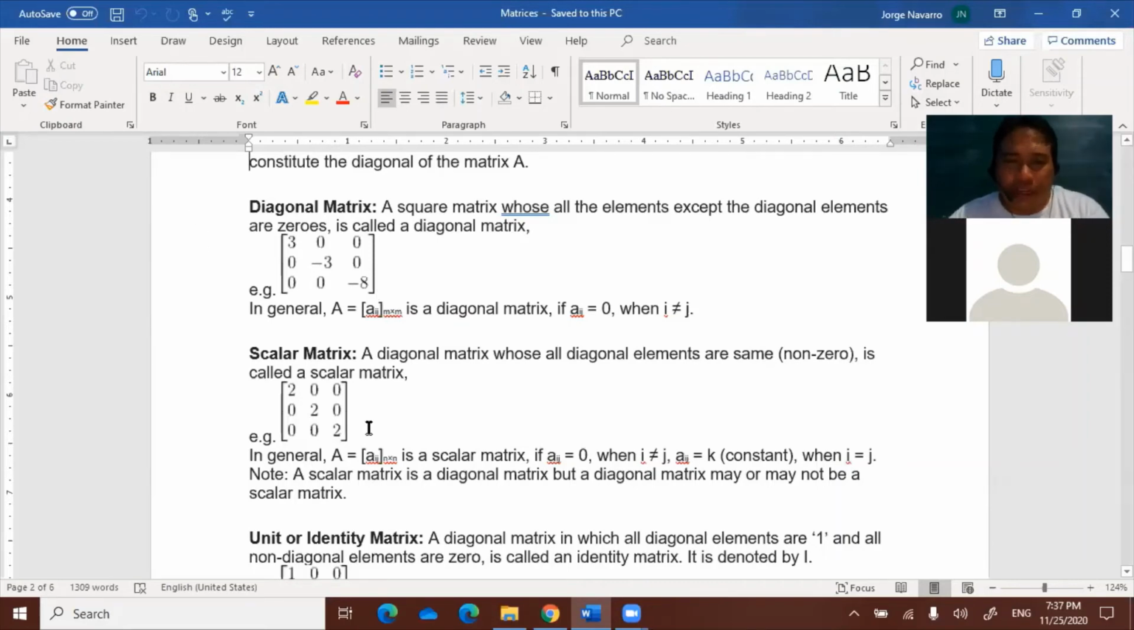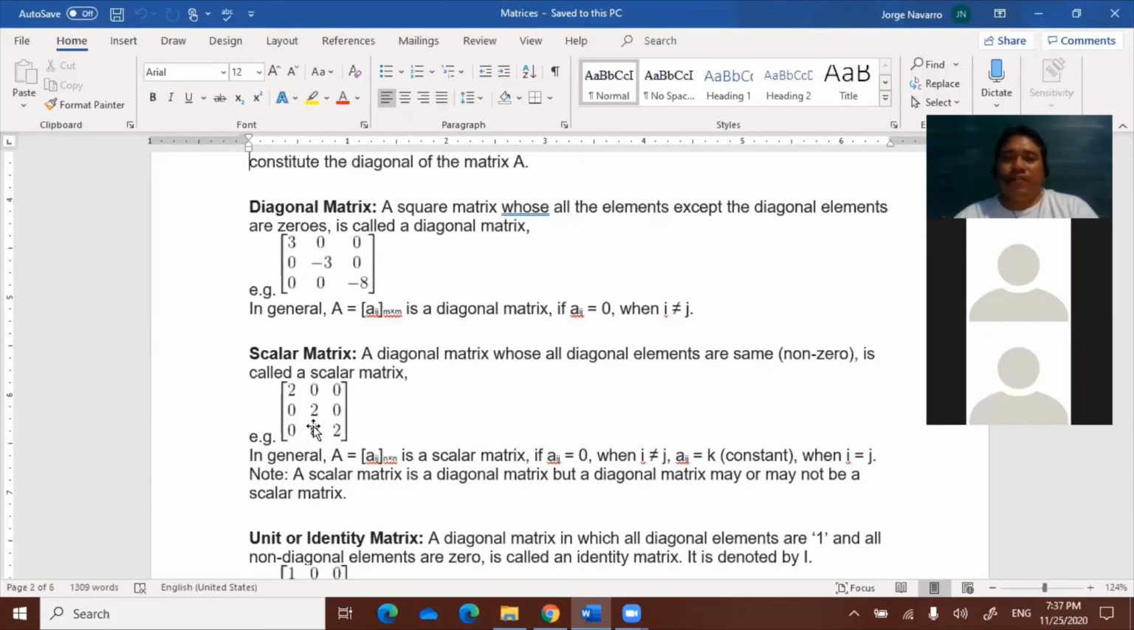So look at this one right here before we read that section. See, this is 3 rows by 3 columns. That's one. So it's what we call a square matrix. But on top of it being a square matrix, note that the diagonal has the number 2, right? But all the other elements, all the other spaces have zeros. So it is not only a square matrix, but it also is a diagonal matrix.